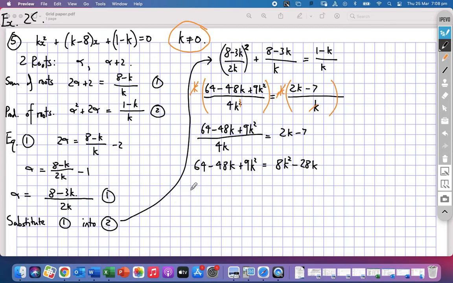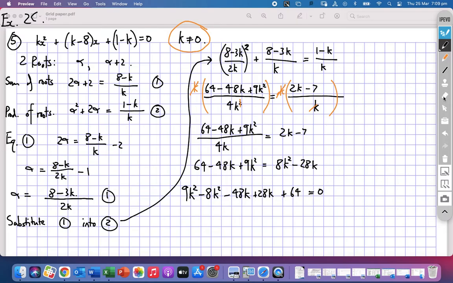So we get 9k squared minus 8k squared. So I'm just reordering things so they look like a regular quadratic. So I've got 9k and minus 8k squared. I've got a minus 48k. I've also got, I need to add 28k to both sides. And I've got the 64 as well. Then it equals 0 and it's a quadratic I can solve.